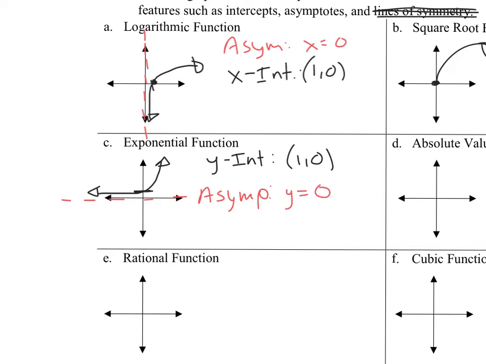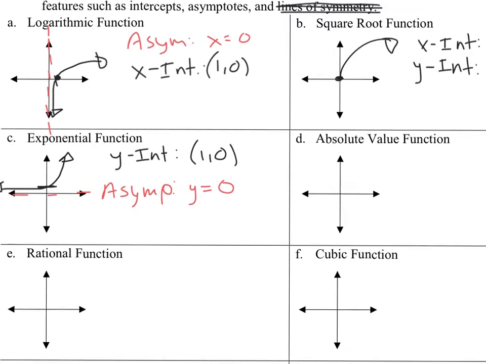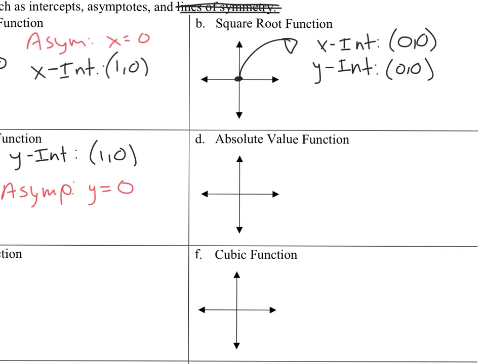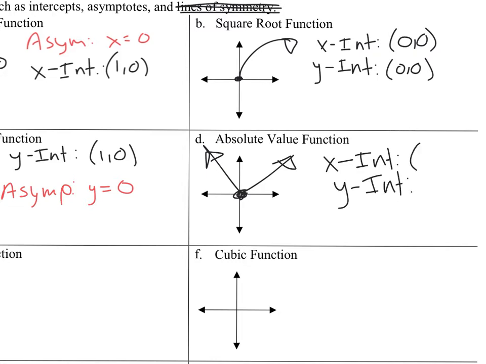Now, let's do the next one. Absolute value function, okay? Looks like a V. It does not have an asymptote, but rather it does have an x and y-intercept, right? What's the x-intercept? Good. What's the y-intercept? There you go. Very good.